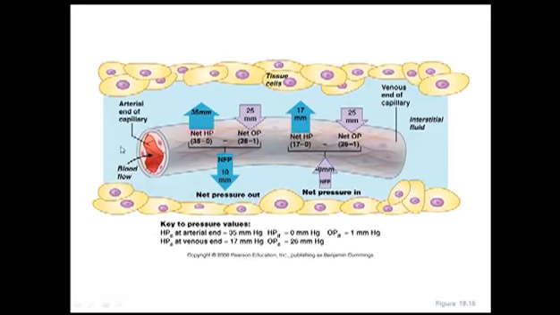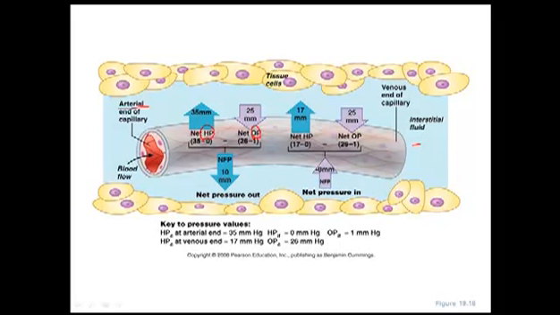Here's a little diagram. This is going to show us the arterial end, and this is going to show us the venous end. So here we have our hydrostatic pressure, which is high, and our osmotic pressure, which is slightly lower. So my hydrostatic pressure is about 35, my osmotic pressure is about 25. So hydrostatic pressure is high. Why? I have a lot of fluid in the blood vessel.